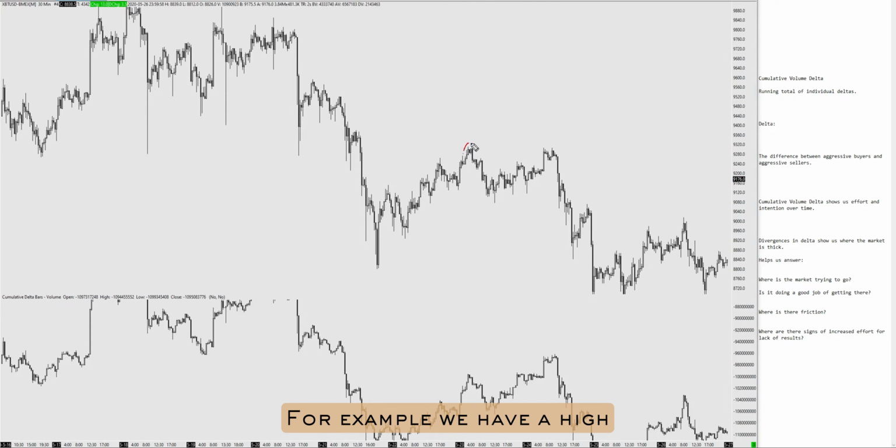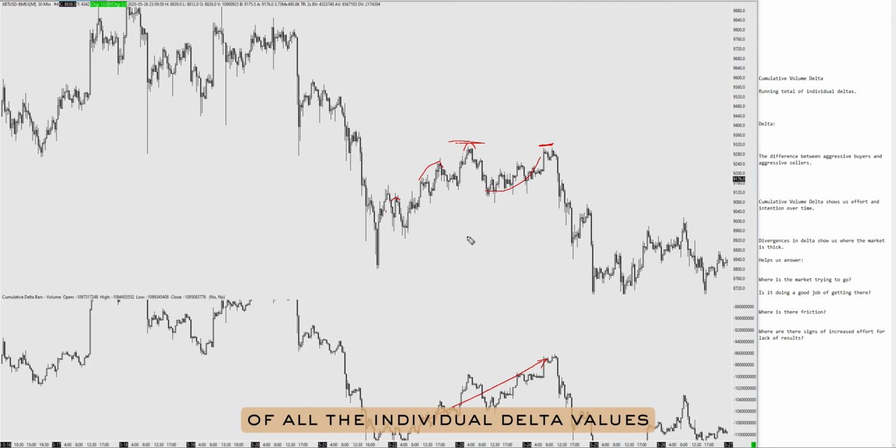For example, we have a high. The market makes multiple highs up into this location and hits an area of resistance. On the follow through, we have pretty much an equal high. But if you look at delta, what we've really done is continuously move up over time. Remember, this is a running total of all the individual delta values within the structure.